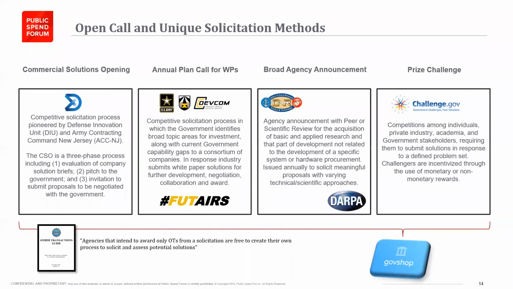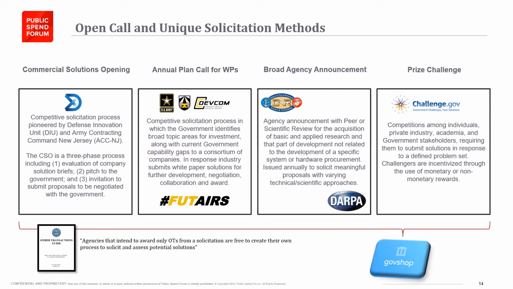And then the annual plan call for white paper. This is really something that you see in the context of other transaction authorities in DoD in something called the consortium model. An annual plan call for white paper is really a broad agency announcement or a commercial solutions opening type call where at the beginning of the year or in some cycle, there will be an annual call for solutions within the consortium, and awards will then be awarded under an other transaction agreement under the consortium. So it operates the same way as a broad agency announcement or a commercial solutions opening.